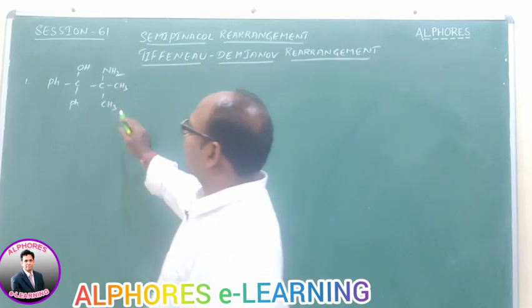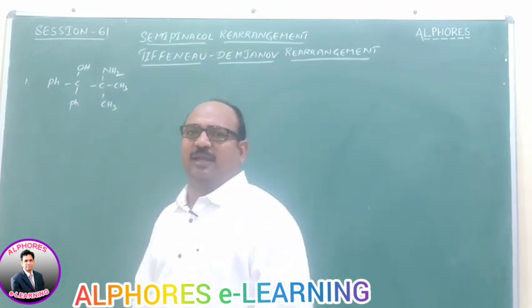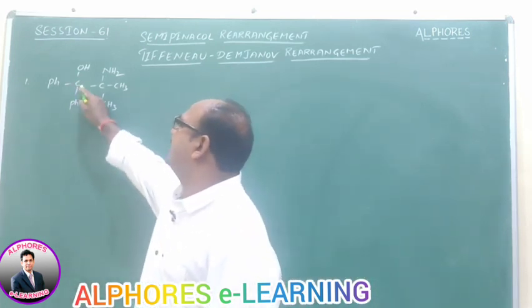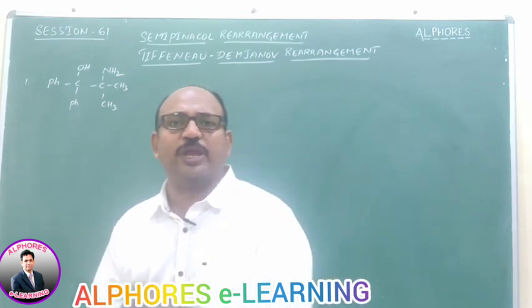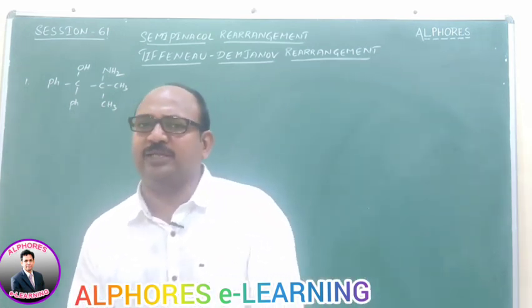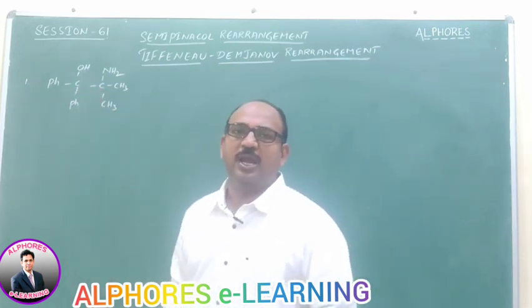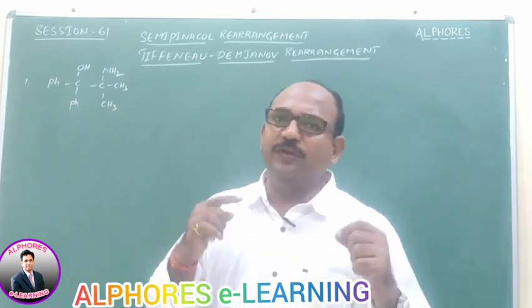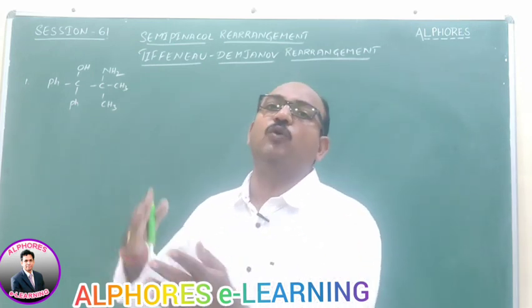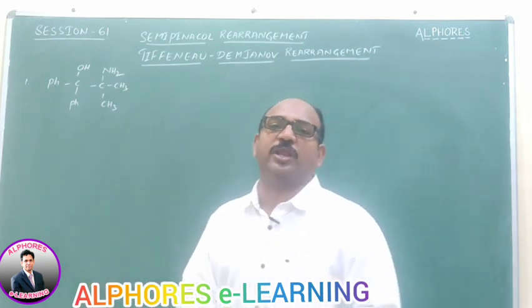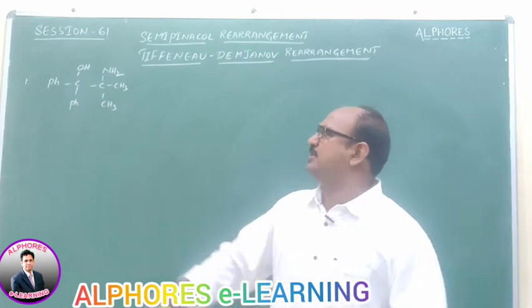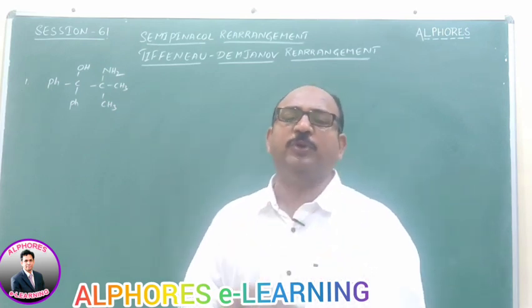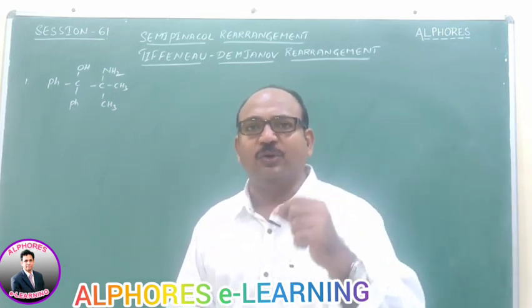and what type of reactants take part in the reaction. In a pinacol rearrangement, we learned clearly that vicinal diols take part, so adjacent carbon atoms bear OH groups. But in the semipinacol rearrangement, one carbon bears an OH group and the adjacent carbon bears a group which we can convert into a good leaving group.